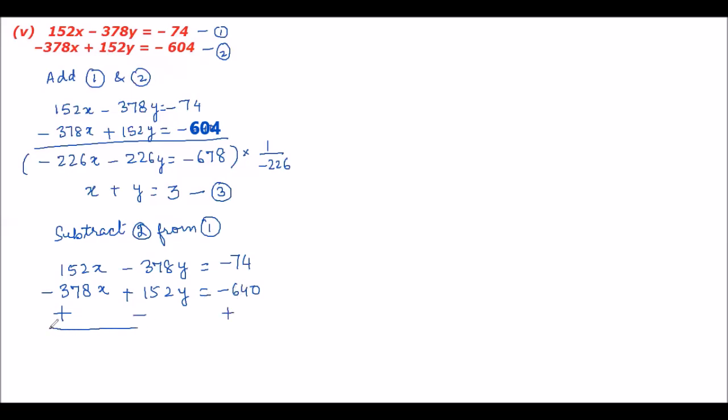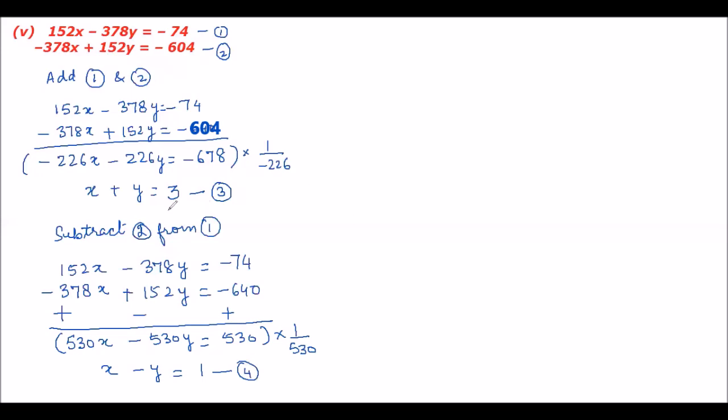And now when we subtract, we will get positive 530x. And this is minus 530y. And this is positive 530. So this time again, the whole equation is divisible by 530. So to simplify it, I'll divide the whole equation by 530. And therefore, I will be left with x minus y is equal to 1. I'll assume this as the fourth equation.